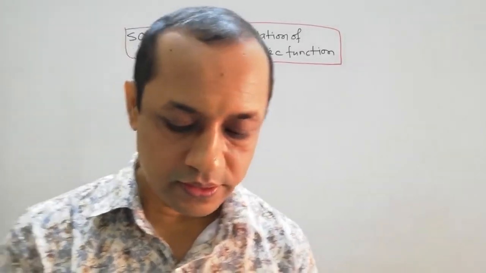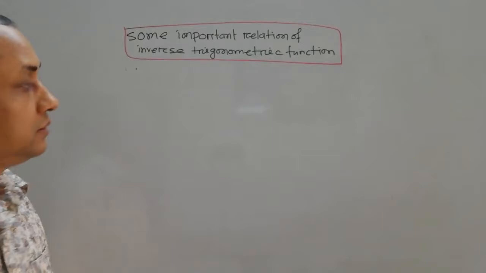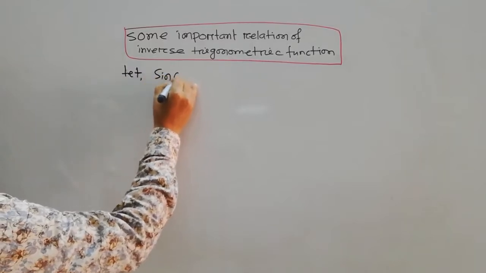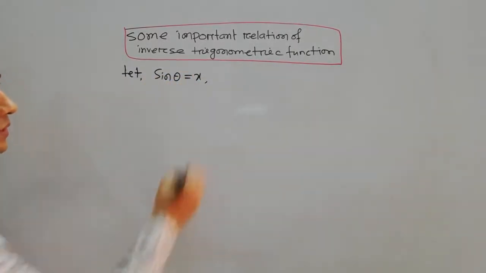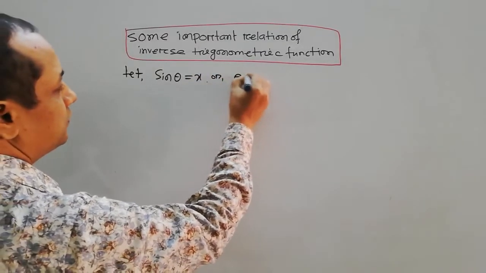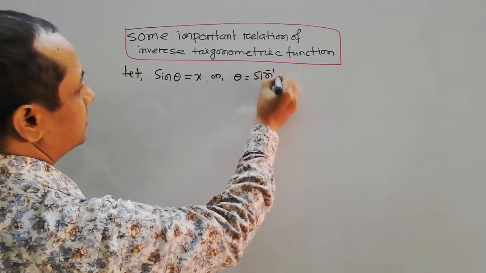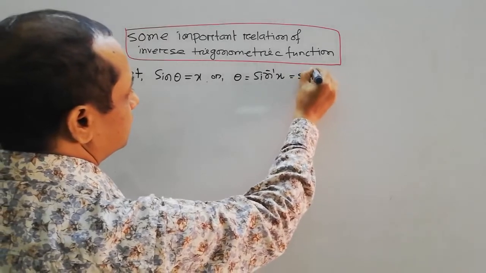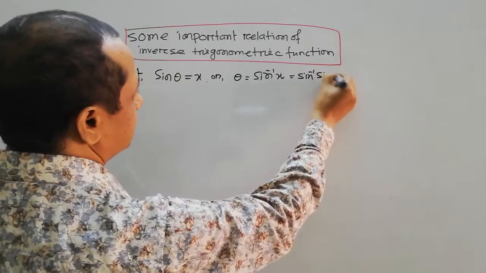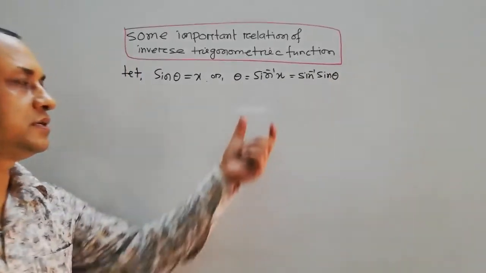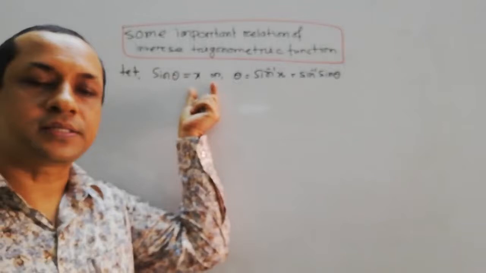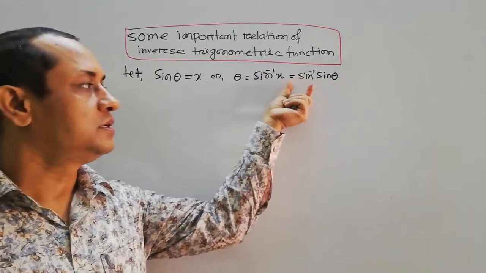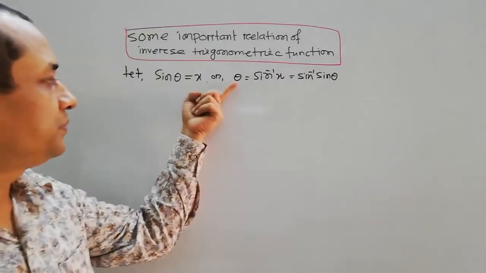Look at the board. Here, let sin theta equals x. Then we get theta equals sin inverse x. Now putting the value of x, we get theta equals sin inverse sin theta. Students, here let sin theta equals x, so theta equals sin inverse x. Then putting the value of x equals sin theta, we get sin inverse sin theta equals theta.